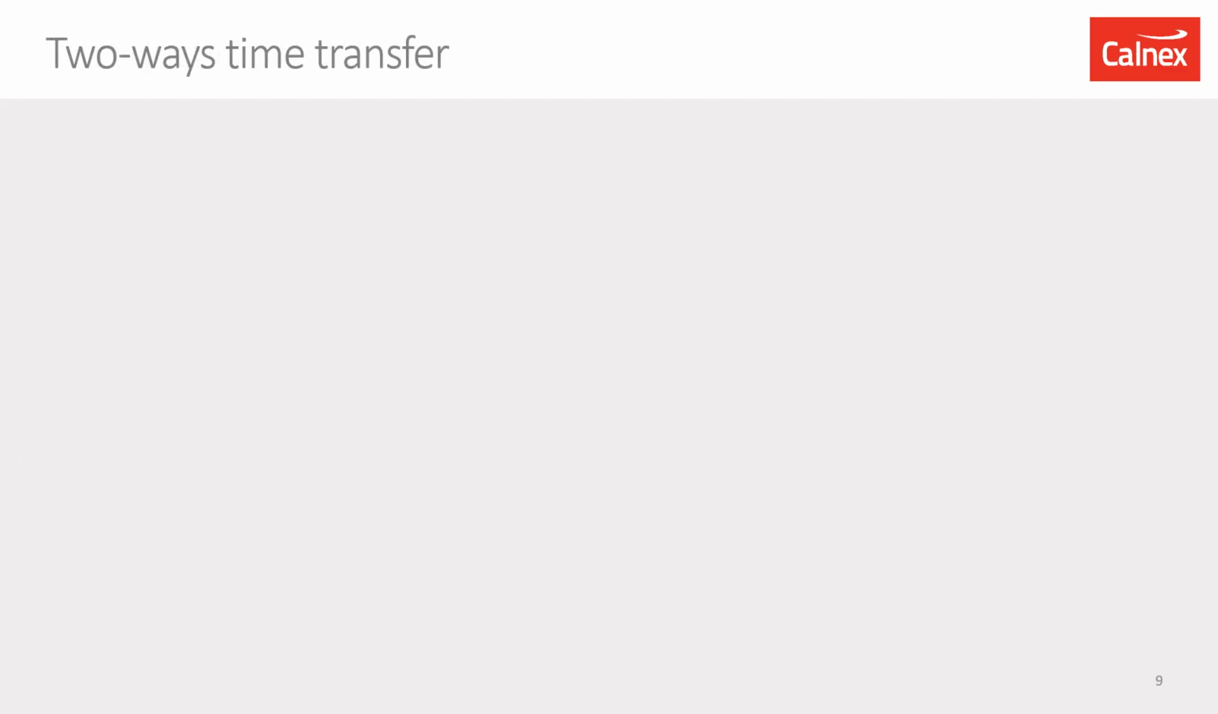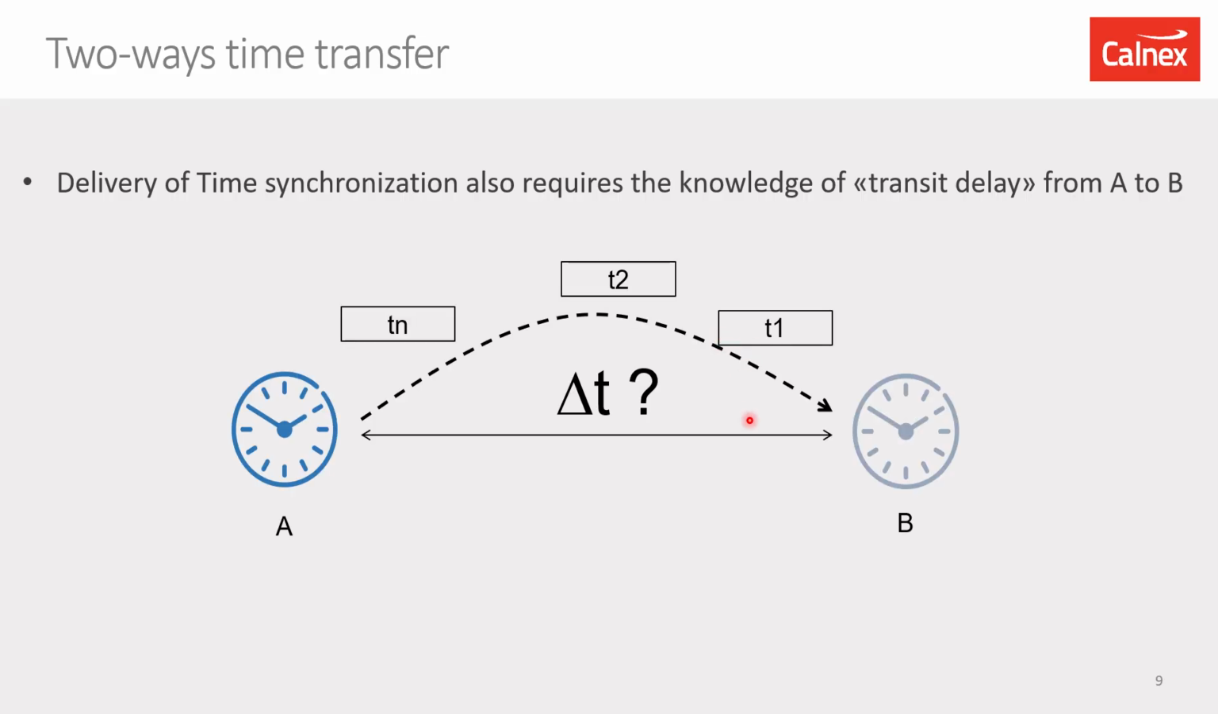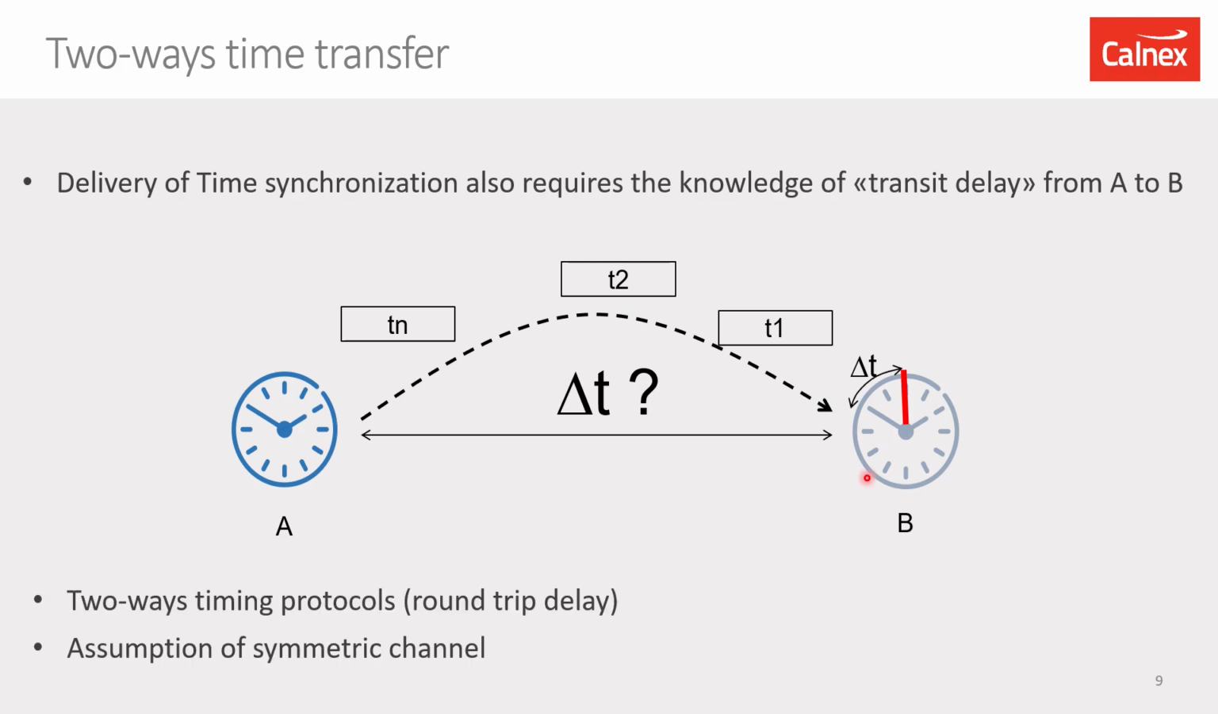When time is delivered via packets across the network, it's important to also estimate the transit time, the transit delay between the synchronization reference and the receiving clock. And to do that, the typical solution is to make use of two-way timing protocols. PTP or NTP are typical examples.